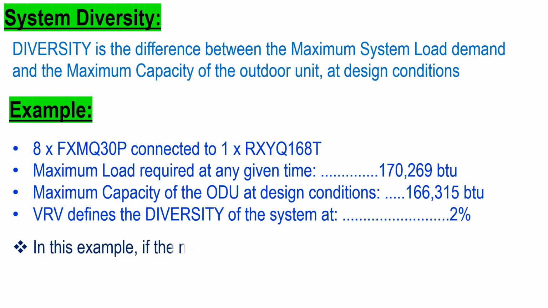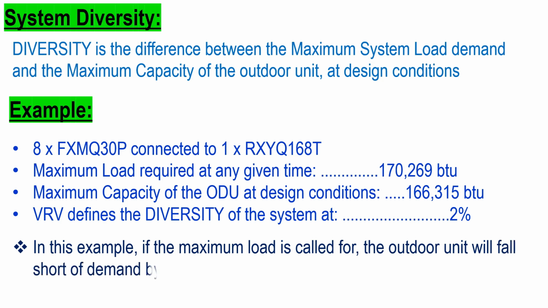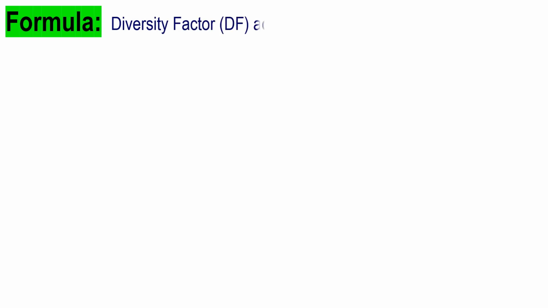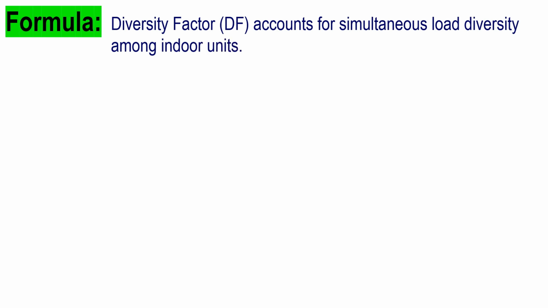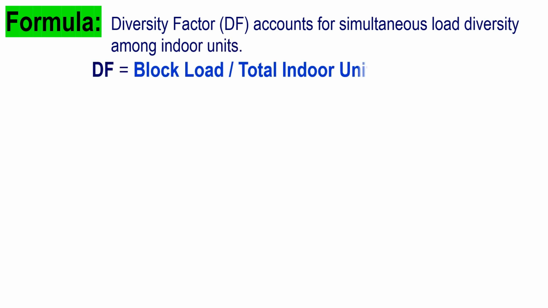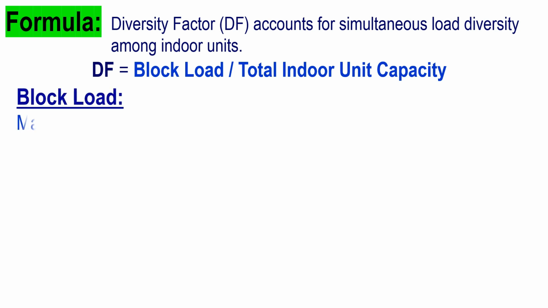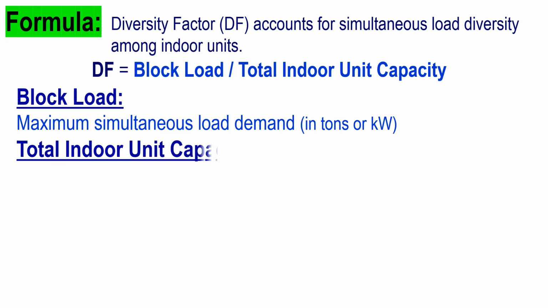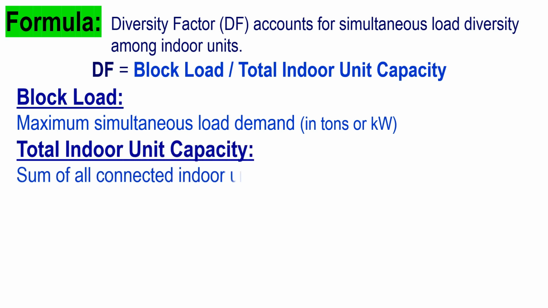In this example, if the maximum load is called for, the outdoor unit will fall short of demand by 3,954 BTU. This VRV design has a 2% system diversity. The formula to calculate the diversity factor is DF equals block load divided by total indoor unit capacity. Block load equals maximum simultaneous load demand in tons or kilowatts. Total indoor unit capacity equals the sum of all connected indoor unit capacities in tons or kilowatts.